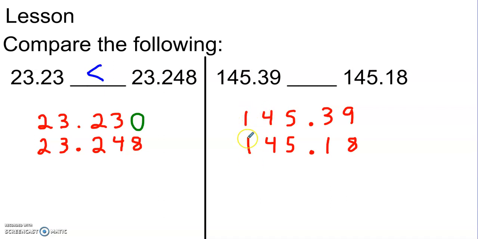And in my hundreds spot, they're the same. In my tens spot, they're the same. My ones spot, they're the same. But my tenths is now different. And since they're different, I can compare them. And now I look at 3 and 1. Which one's larger? Is 1 larger than 3 or 3 larger than 1? So we know that 3 is larger than 1. So this number is larger. And because this number is on this side, I'm using the greater than symbol because 145 and 39 hundredths is greater than 145 and 18 hundredths.